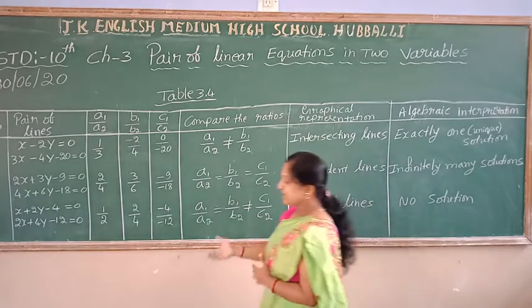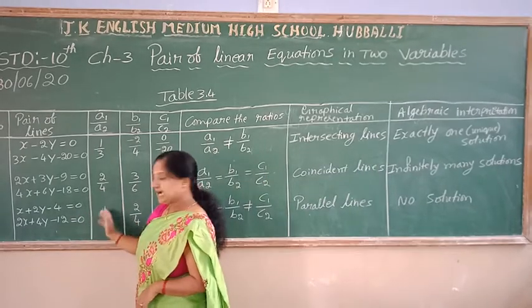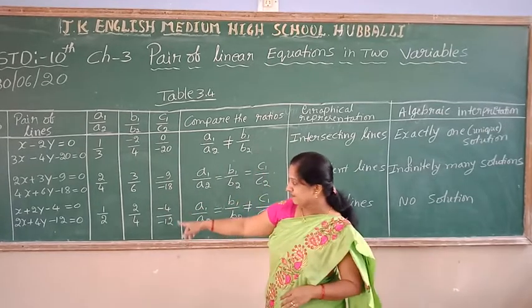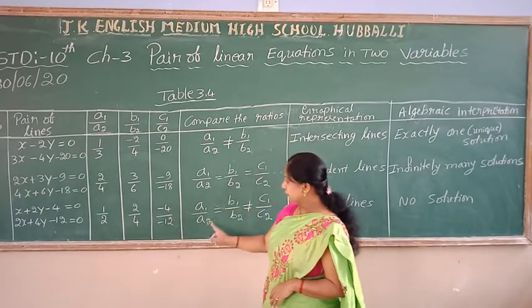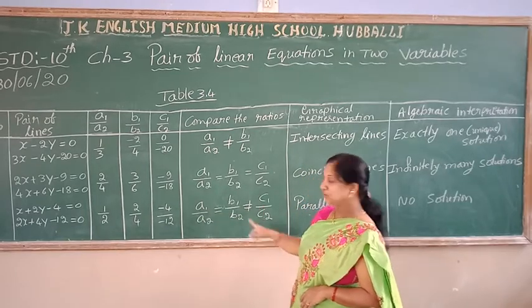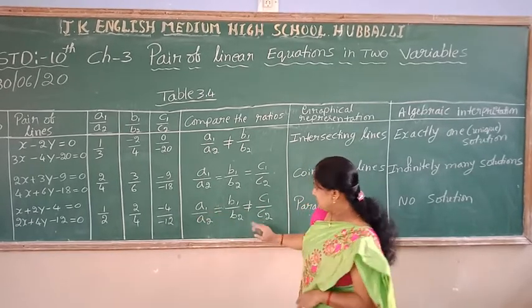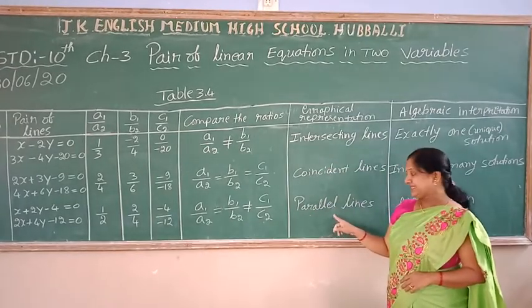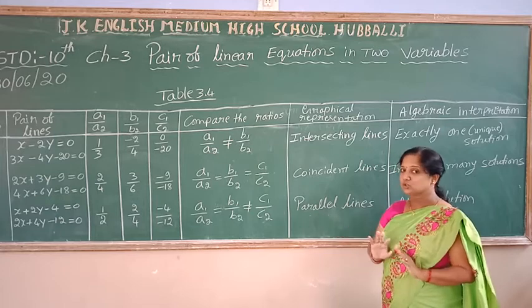Now another pair of linear equations. I have written the values of A1, A2, B1, B2, C1, C2 and we will verify. So the A1 by A2 ratio is equal to B1 by B2 but is not equal to C1 by C2. You check there, you come to know. So in this case we are going to get graphically parallel lines. If the lines are parallel, there is no solution.